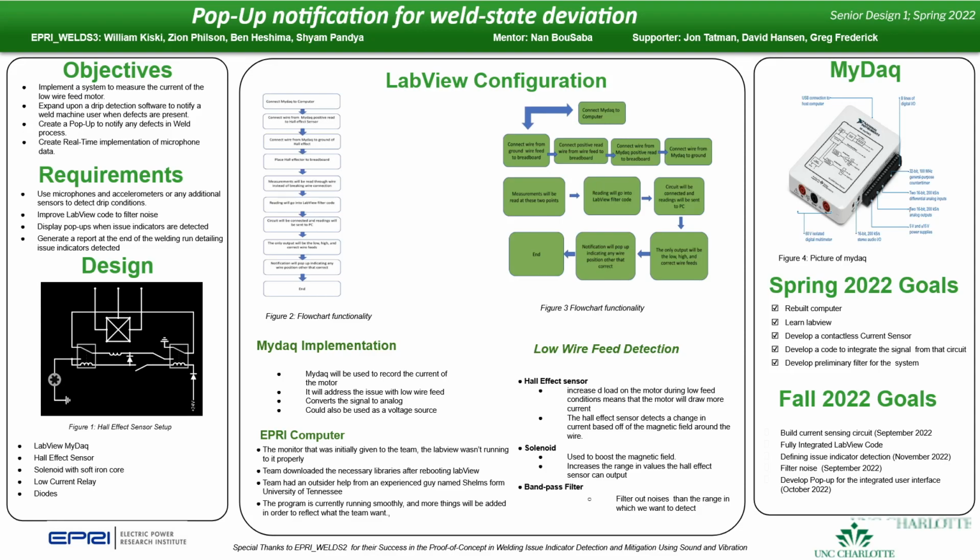The Hall effect sensor is there to detect an increased load on the motor during the low feed conditions, because the motor will draw more current as there's a greater load applied to it. And this is done by detecting a change in the magnetic field around the wire. The solenoid is used to boost the magnetic field as previously stated, and increases the range and values that the Hall effect sensor can output. On top of this, a bandpass filter will be applied to the Hall effect sensor to filter out any extra noise from the system.